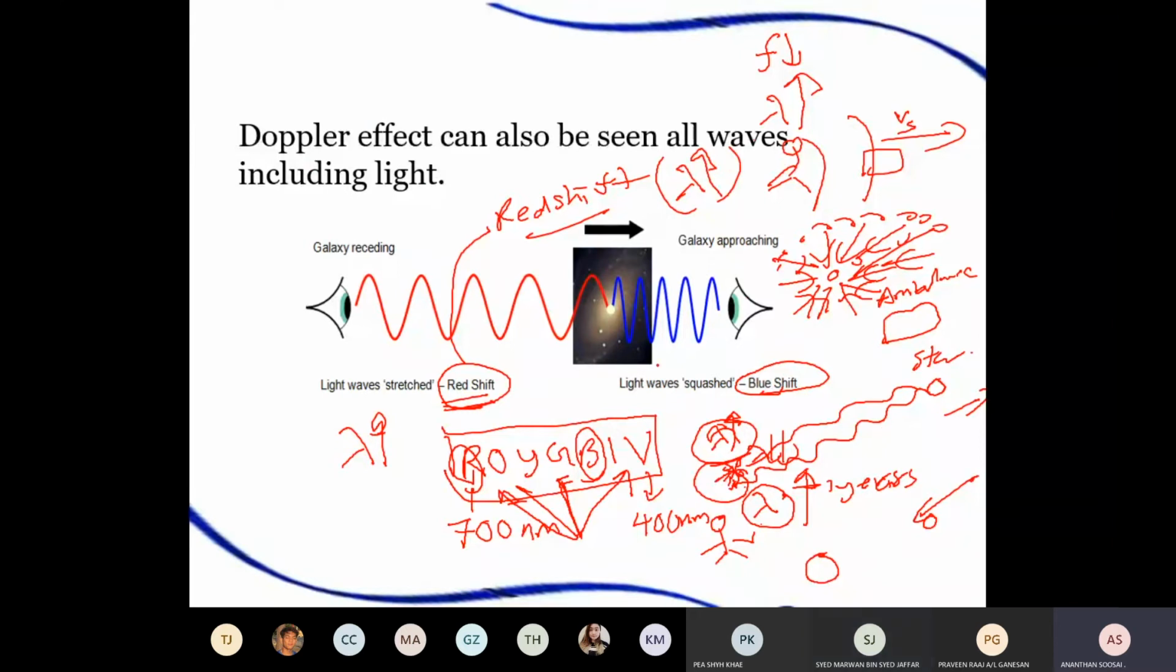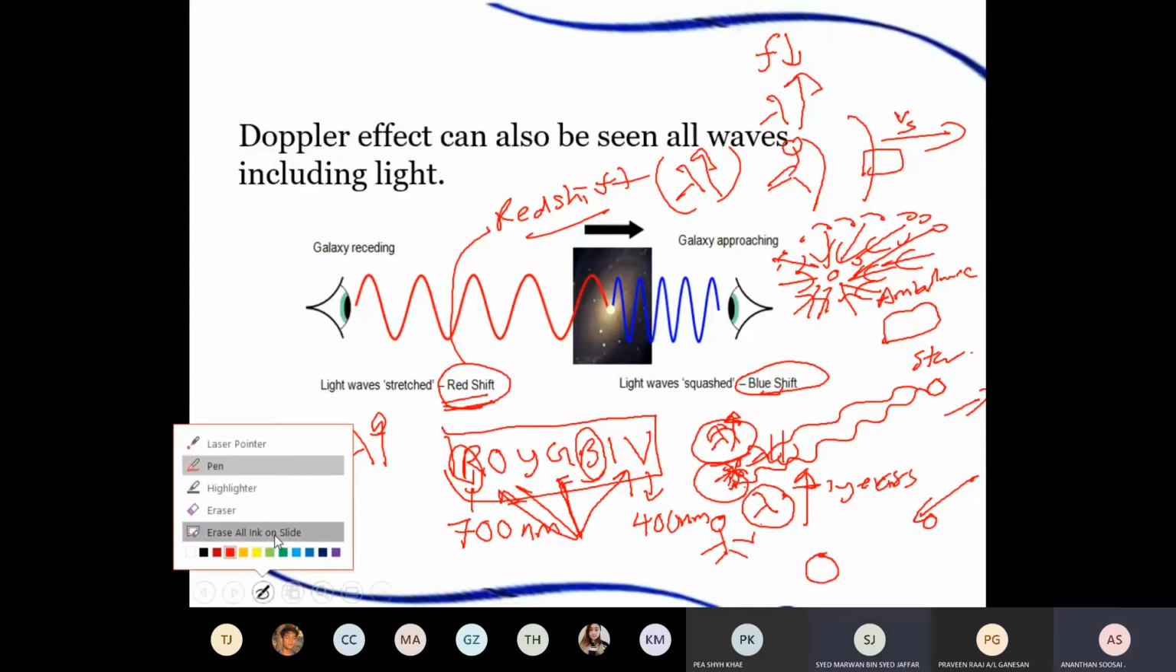Okay, so remember redshift and blue shift, very important terms in science. Redshift means the wavelength gets longer, blue shift means the wavelength gets shorter. If the wavelength gets shorter, the source is approaching you, getting closer to you. If you get a redshift, the source is moving away from you. So let's move further.